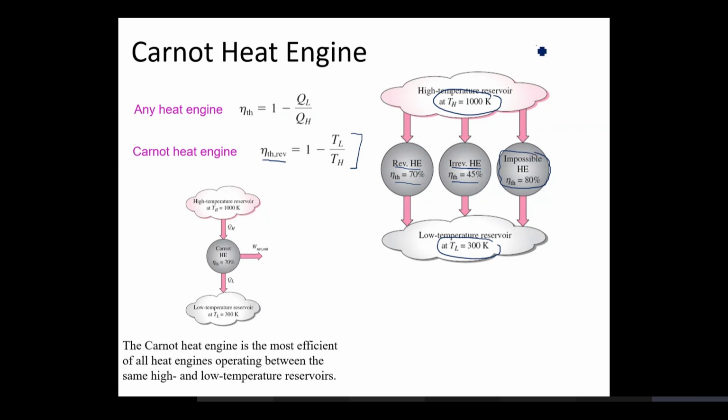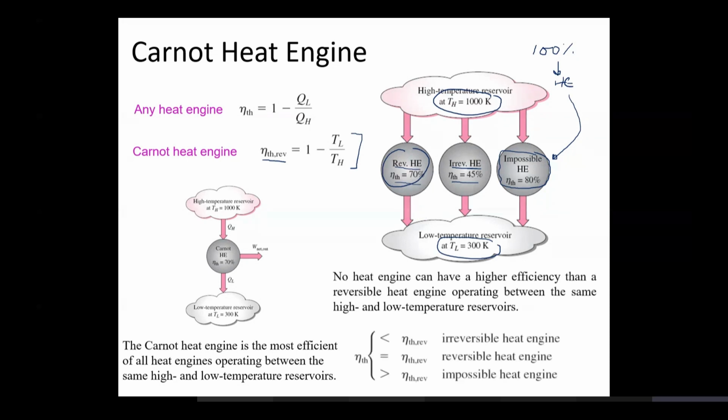So now you have an answer: if you don't have 100% efficiency for a heat engine, how can you determine the maximum efficiency achievable? For a heat engine operating between 1000 and 300 Kelvin, it cannot have an efficiency of more than 70%. If your efficiency is less than that of a reversible heat engine, it's an irreversible heat engine, the actual heat engine. If it is equal to that of the reversible engine, it's a reversible heat engine, which is obviously not possible. And if it is greater than the reversible heat engine efficiency, it's essentially impossible.